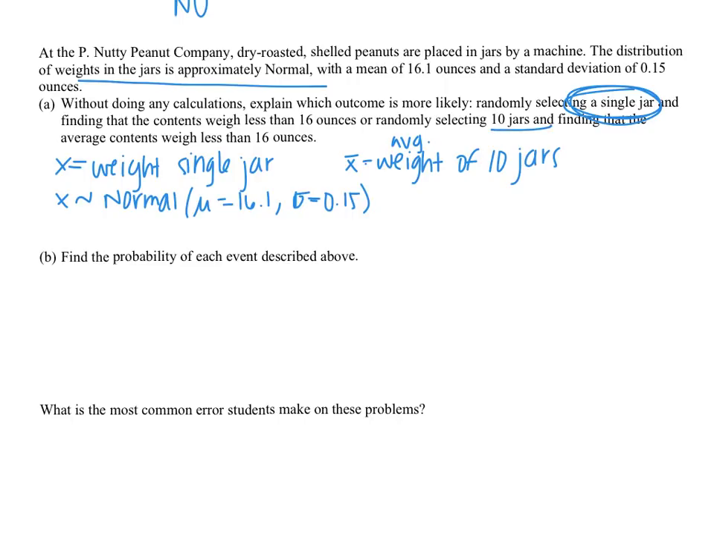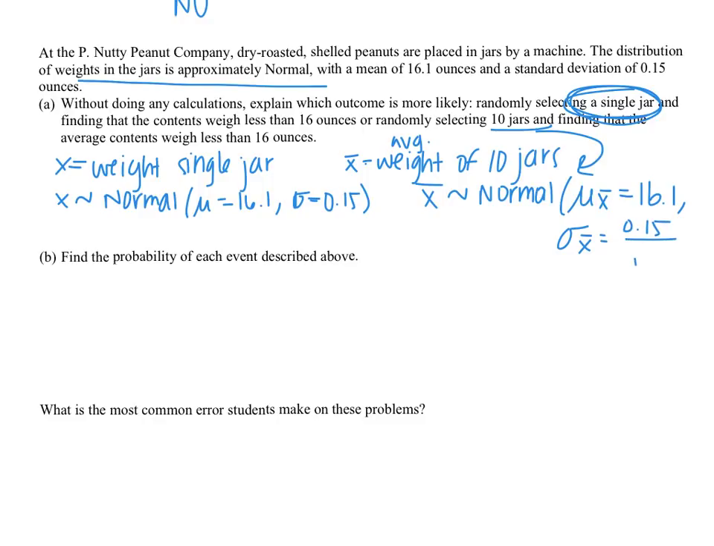If we start thinking about 10 jars, that's going to be X bar. X bar, because of above, is going to have a smaller standard deviation than X will. So if we look at the distribution of X bar, we also know it's normal, and that's because our sample is taken from a normal population. We know that the mean is still going to be equal to the population mean. Standard deviation is not, though. The standard deviation is going to be exactly 0.15 divided by root 10. That's the formula that we did above. Now, if we have a smaller standard deviation, that means it's less likely to deviate from the mean. So below 16.1, deviating from the mean is certainly going to be more likely in this first case.